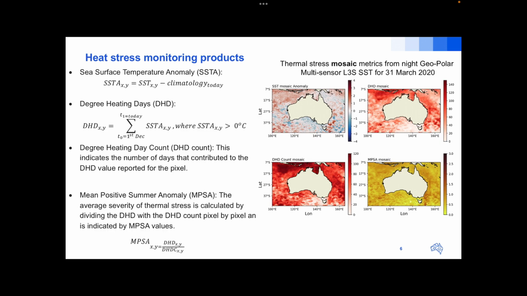SST anomaly is calculated by subtracting the corresponding daily STARS climatology from the SST at 0.2 meter depth. Degree heating day is calculated progressively by accumulating positive SST anomaly values throughout the summer days. Degree heating day count indicates the number of days that contributed to the degree heating day values reported for the pixel. And mean positive summer anomaly is the average severity of thermal stress, calculated by dividing the DHD by the DHD count pixel by pixel. The figure here shows metrics for the mosaic SST product.